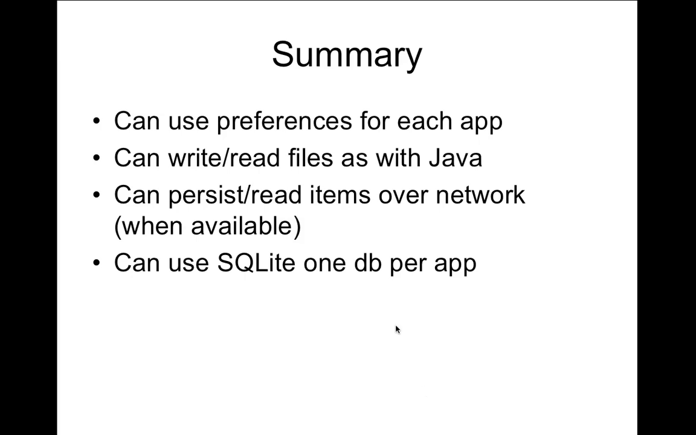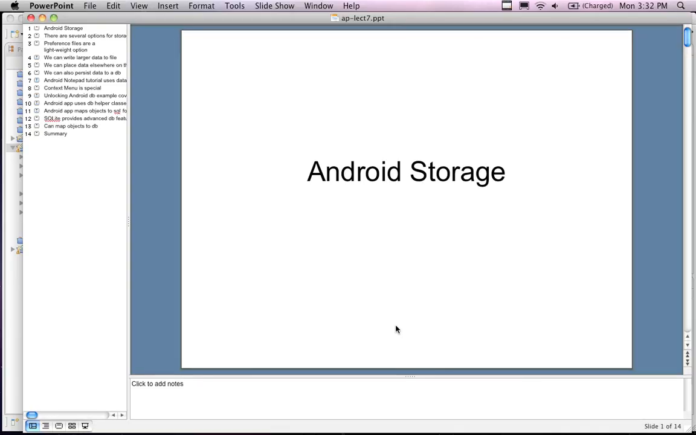So, a summary: you can use preferences for each of your apps. You can read and write to files, just as you would in Java, and can persist. You can read items over the network when available, and you can use SQLite, one database per app. You could set up multiple tables in the database, but it's one database object created per app. The database objects aren't shared among the different apps.